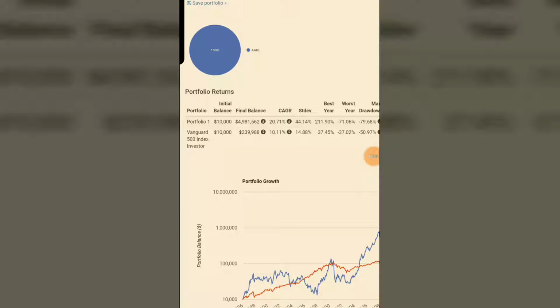One popular stock that people keep asking me about is the stock Apple.